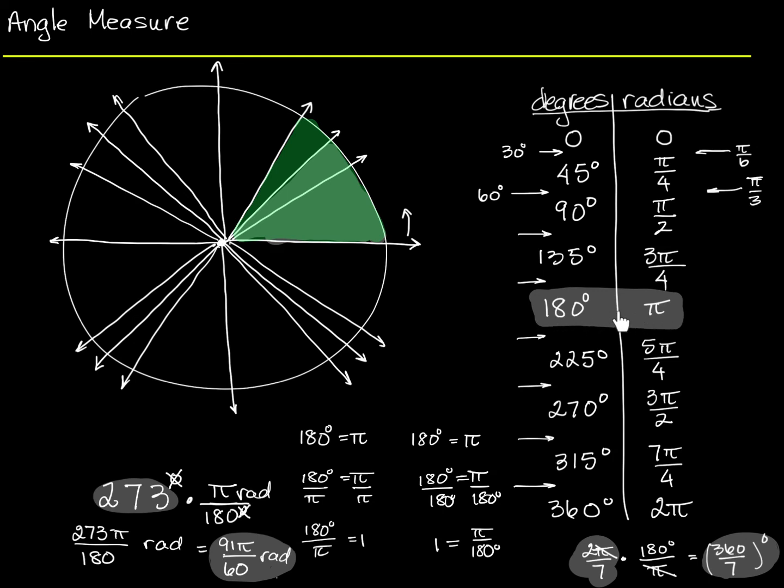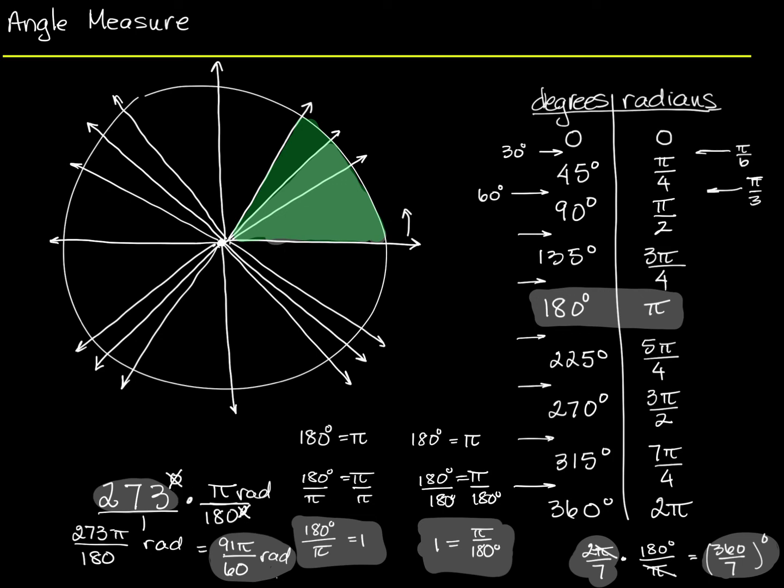So I used the fact that these two were equal, 180 degrees is equal to pi radians, to build this formula, if you will. I have either this version or this version, depending on whether I'm converting from degrees to radians or radians to degrees. If I have degrees in my problem, this is like saying 273 over 1. If I have degrees in my problem, I'm going to want to cancel the degrees. So I'm going to want to use the over 180 version to cancel the degrees.